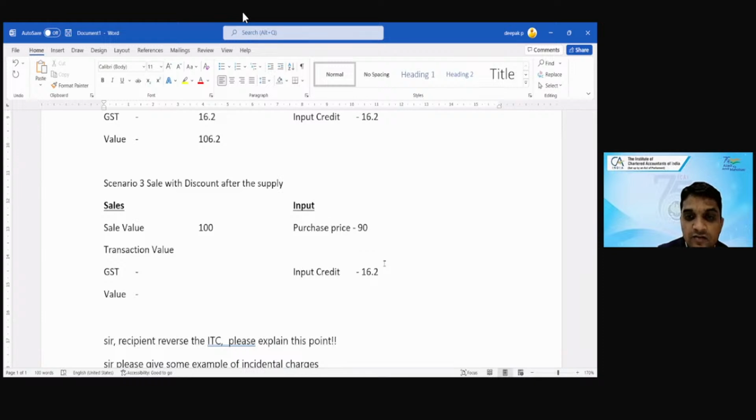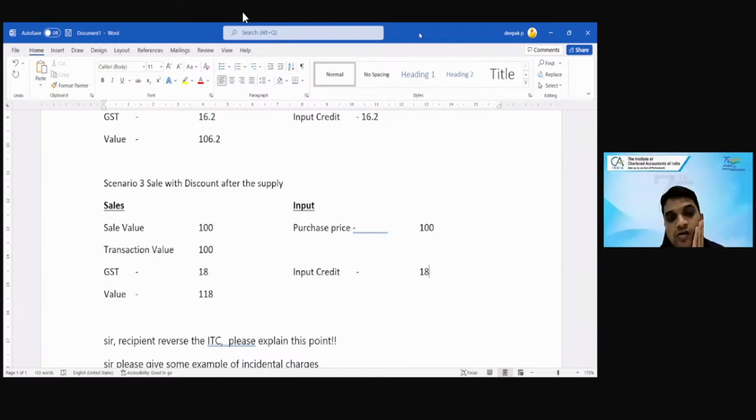So in that case, what will be the transaction value? 100. Correct. The transaction value will be 100 only, because I've told you I'll give you a discount later on. That is what we have agreed. But at the date of sale, I have not given you anything. So GST will be 18 rupees only. Correct. So value is 118. How much credit will the customer claim? For him, the purchase price will be 100 itself, and the ITC will be 18 rupees.